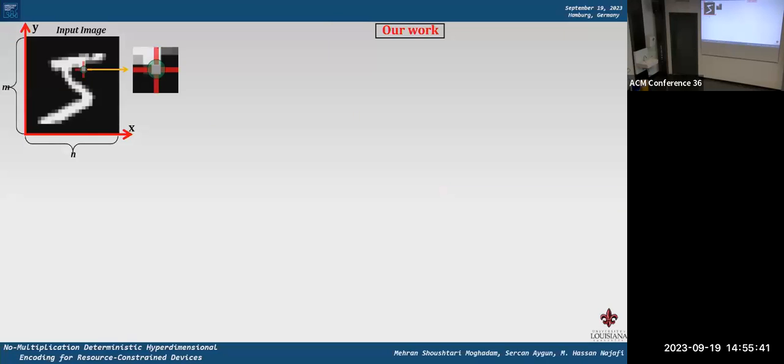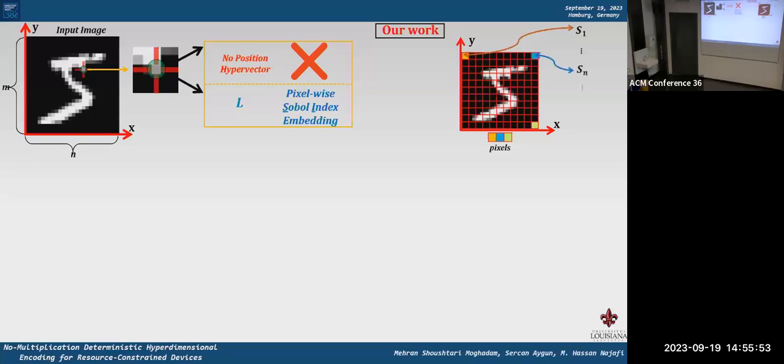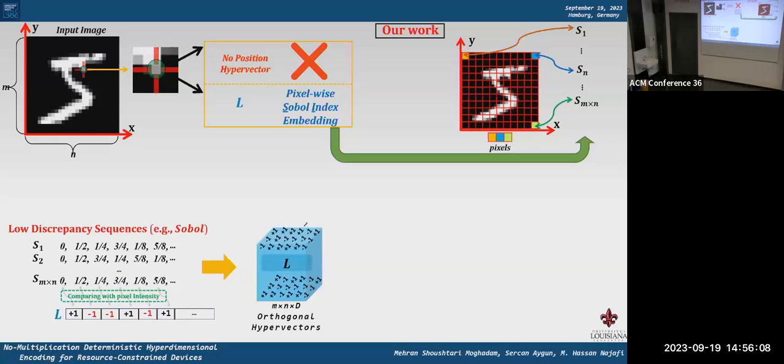To overcome these challenges, our research delves into the encoding phase of the HDC system, where we propose eliminating the need for position hypervectors. This is achieved through the integration of deterministic sequences, such as the Sobol sequence, to generate orthogonal hypervectors. By comparing each pixel value with the allocated deterministic sequence, we assign position information, removing the necessity for explicit position hypervectors. Through this innovative approach, we eliminate the position hypervectors and the related multiplication procedure, resulting in a streamlined model that closely resembles baseline HDC in the remaining steps, but with a mitigated hardware cost.